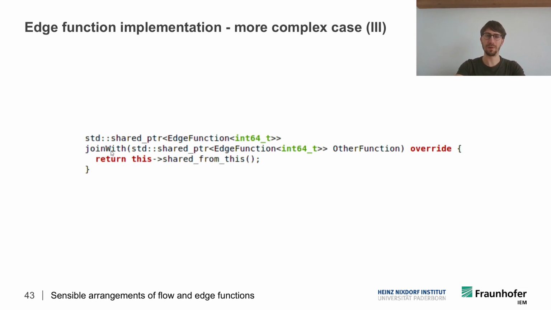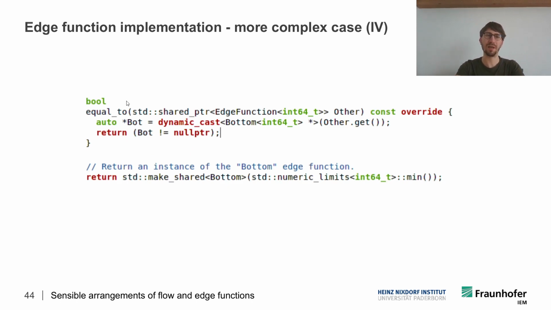All right, and join with is the merge operator, and as this is the bottom edge function, we are still bottom, because if we are at the top of the lattice, we cannot climb higher, basically. So no matter what we are merging with, we are still bottom. So we just return ourselves. And then we have to define the equality operator. In this case, it is rather straightforward because you just have to dynamically cast to bottom, and if the other edge function is also a bottom function, then this dynamic cast will return a non-null pointer, and only then is it equal, and otherwise it's not. So this is how to implement the equal to for this particular edge function.